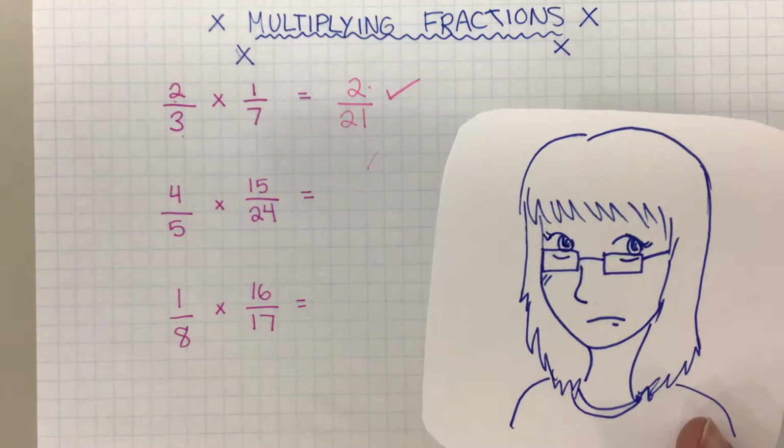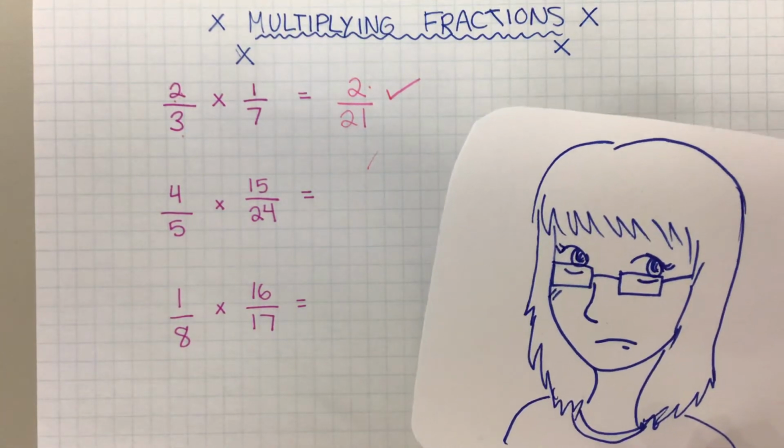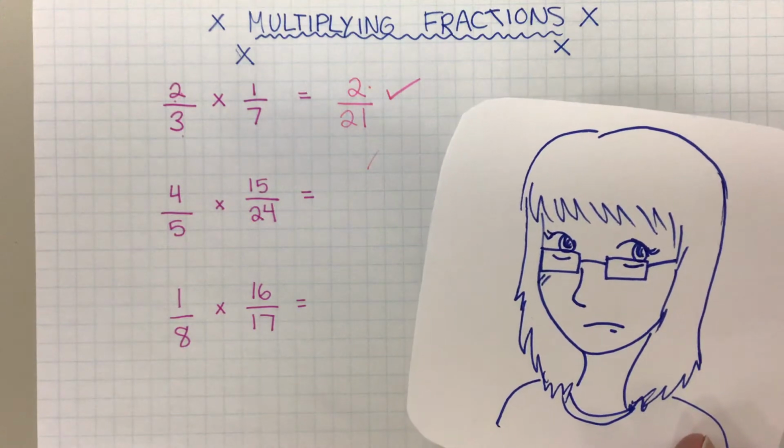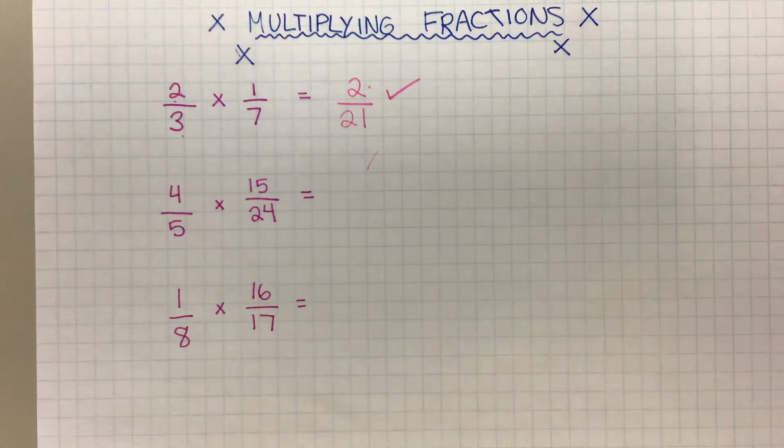Look at the next one though for a minute. Do those look like nice numbers? We have 4 and 5, which are good, but then we have to times them by 15 and 24? Oh, I do not like the look of that. So now we can do a little special trick I like to call cross-reducing.